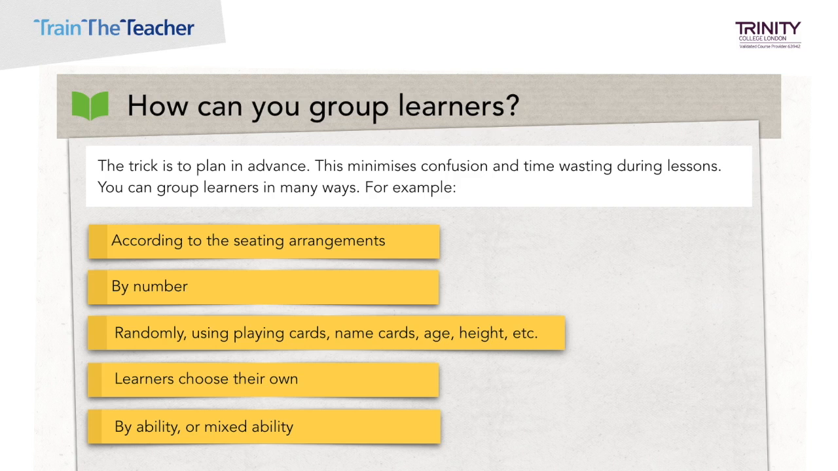For example, according to the seating arrangements. You can assign numbers and then group them by that number. You can group them randomly using playing cards, name cards, age, height, etc. You can ask learners to choose their own groups. Or you can group them by ability or mixed ability.